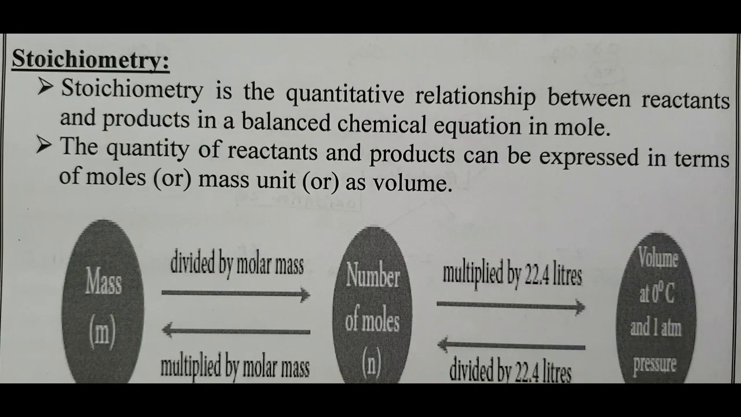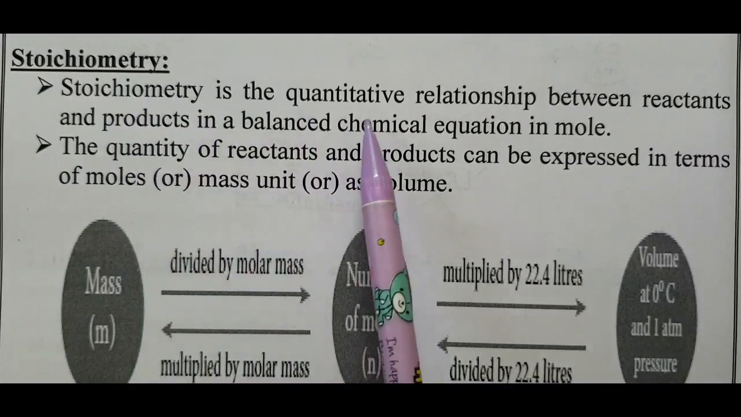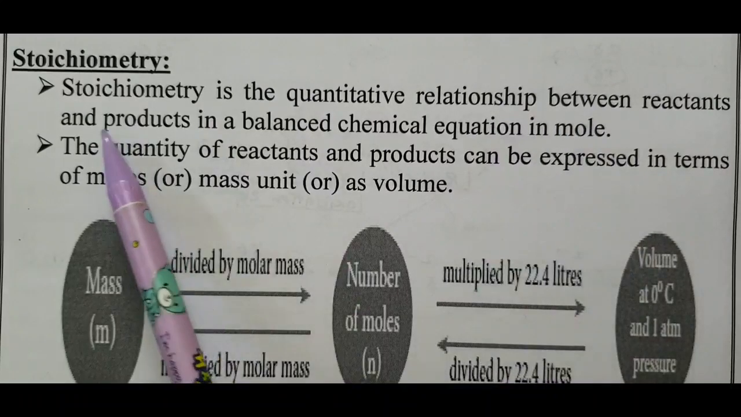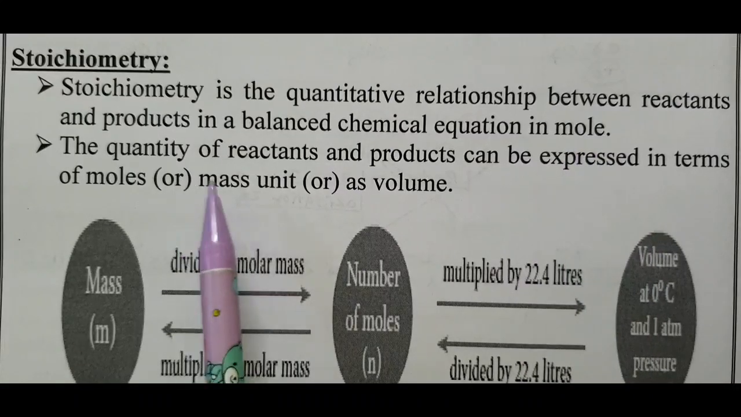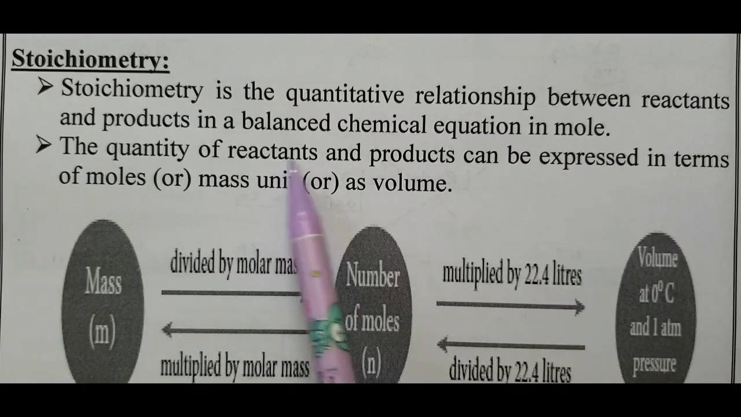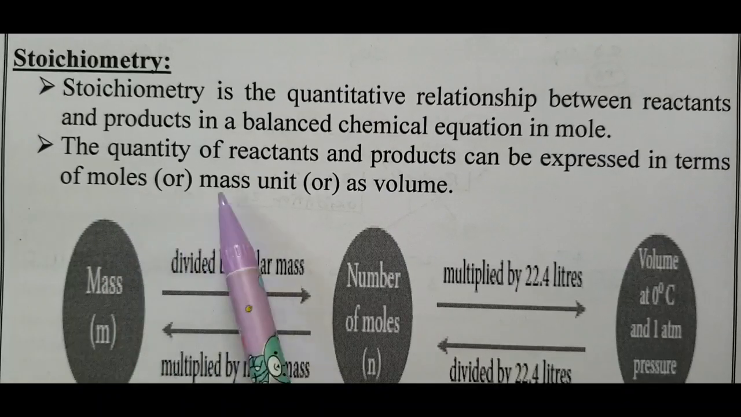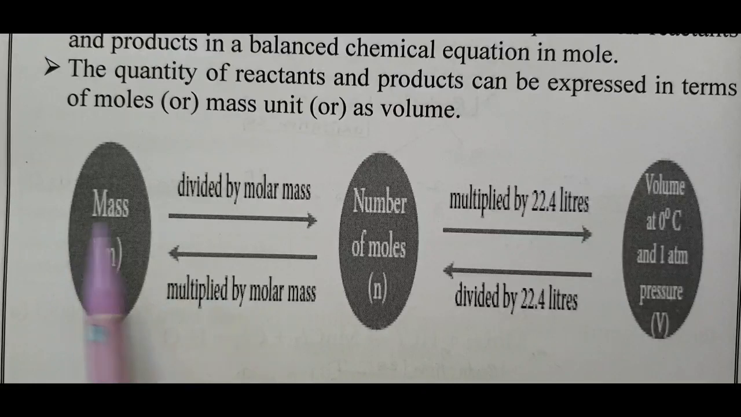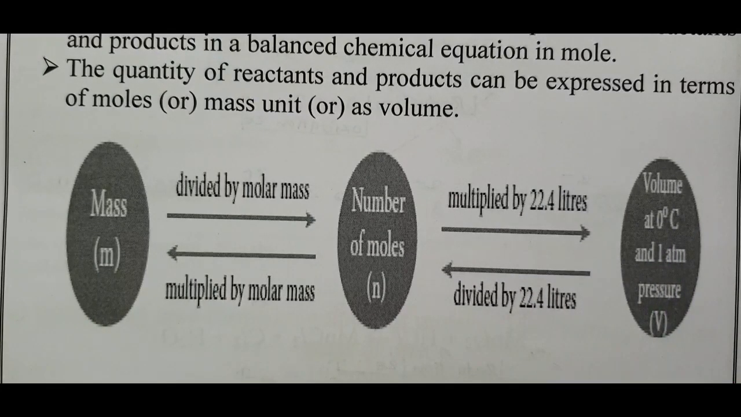Come to the next heading, stoichiometry. Stoichiometry is a quantitative relationship between reactant and product in a balanced chemical equation in mole. The quantity of reactant and product can be expressed in terms of moles or mass unit or volume. This is mass, number of moles and volume at 0 degree Celsius and 1 atm pressure.